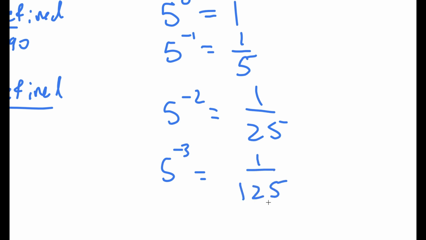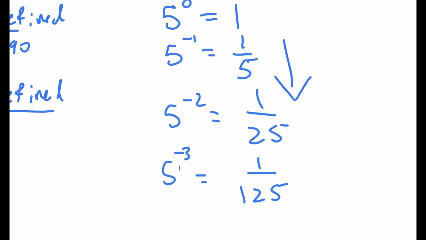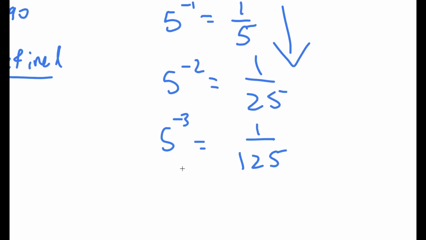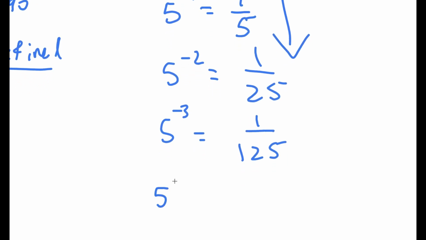And this is going to go lower and lower and lower because, as you see, as the exponent decreases, the number decreases as well. However, it's actually never going to approach 0. So no matter how low the exponent might be, we could even do 5 to the power of negative 1 trillion or something like that, and it's never actually going to be 0.